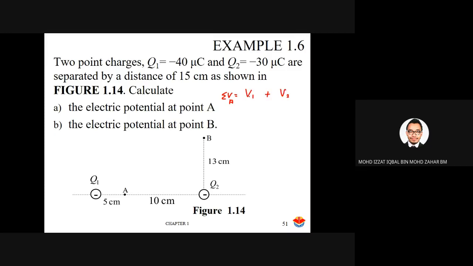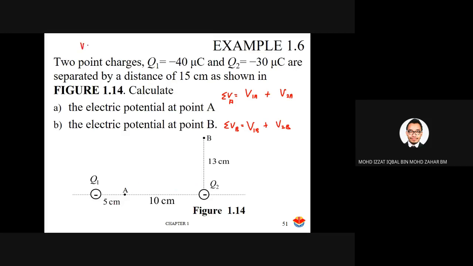Okay, normally we label V1 at A, V2 at A. Kalau yang kat B pun sama juga. VB, kita ada dua potential juga sebab ada dua charge. So setiap satu charge ni dia produce potential. V1B plus V2B. So the key thing here is that you need to know the R.